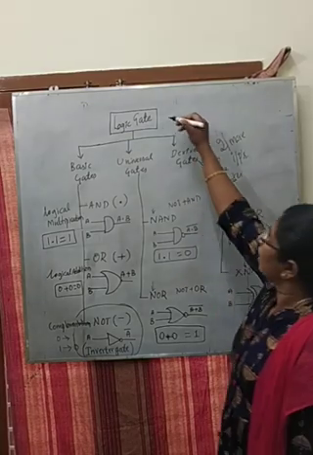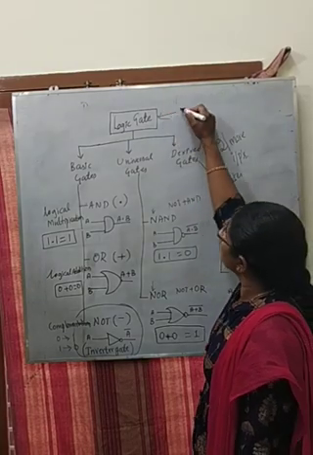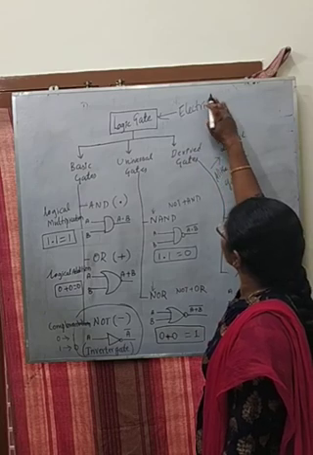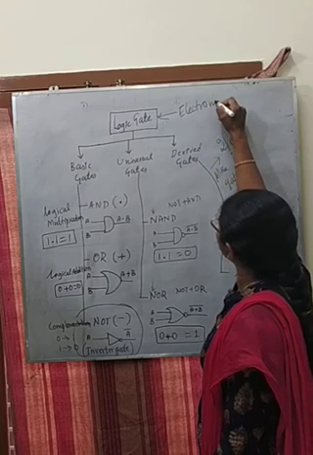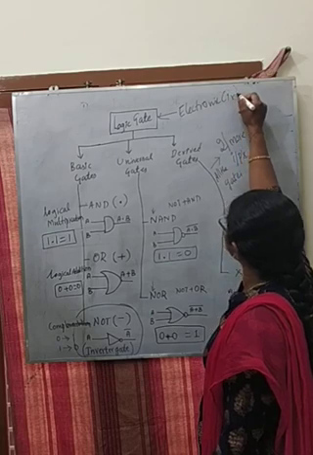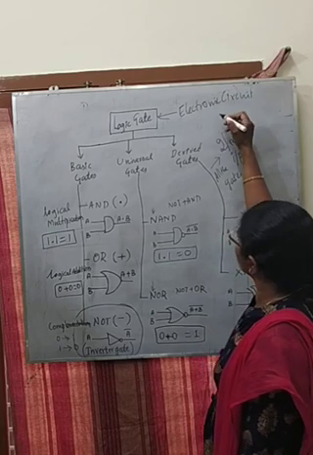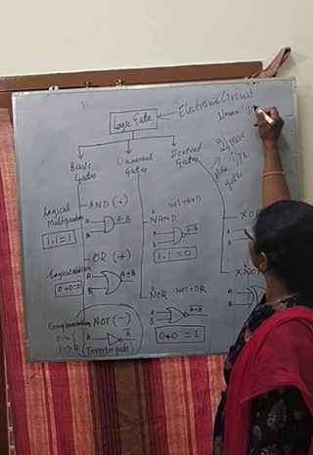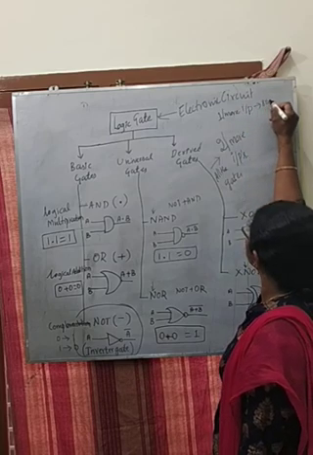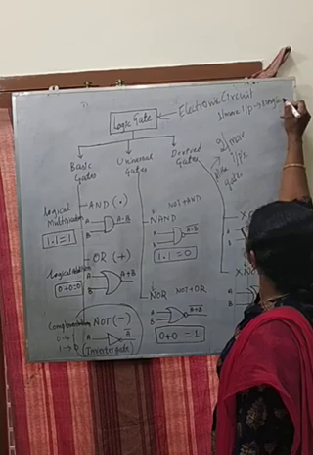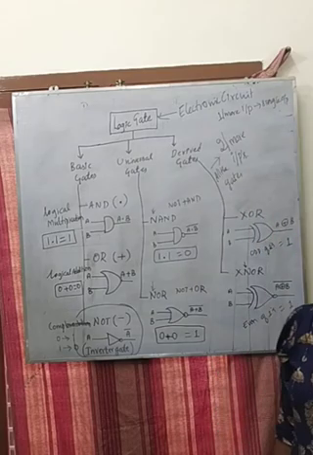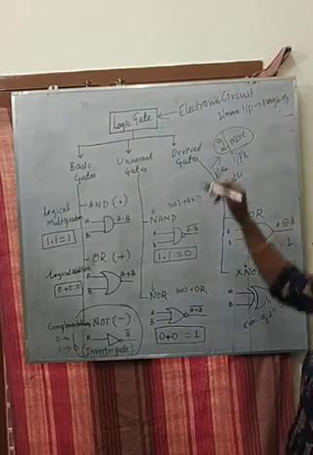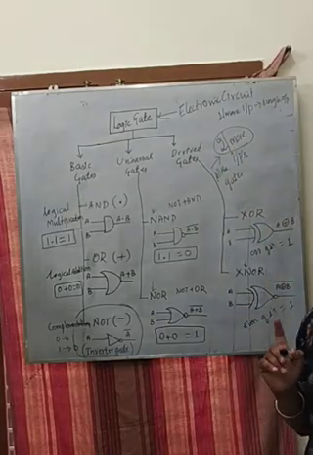Hence, a gate is an electronic circuit, that is a digital circuit, that takes 1 or more inputs to produce a single output. Except the NOT gate, all gates take what? 2 or more. Definition you got.